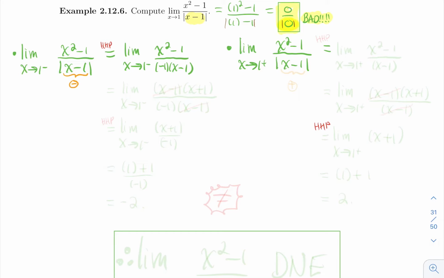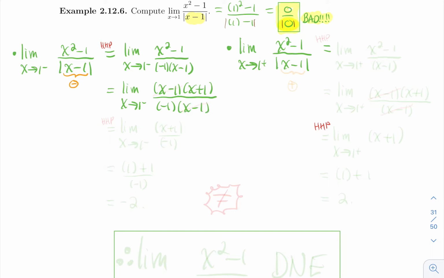Sadly, if you plug 1 in here, you're still going to get a 0 over 0 case, but now we have a rational expression, so we no longer have any square roots. We have a rational expression, so might as well just factor the polynomial at the numerator. So we have a difference of squares here, so we're going to get the limit as x approaches 1 minus of (x minus 1) times (x plus 1), all that over minus 1 times (x minus 1). And now you can see it.